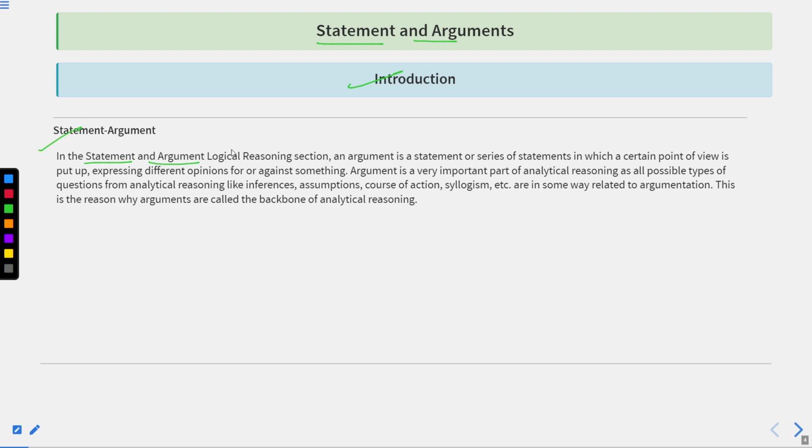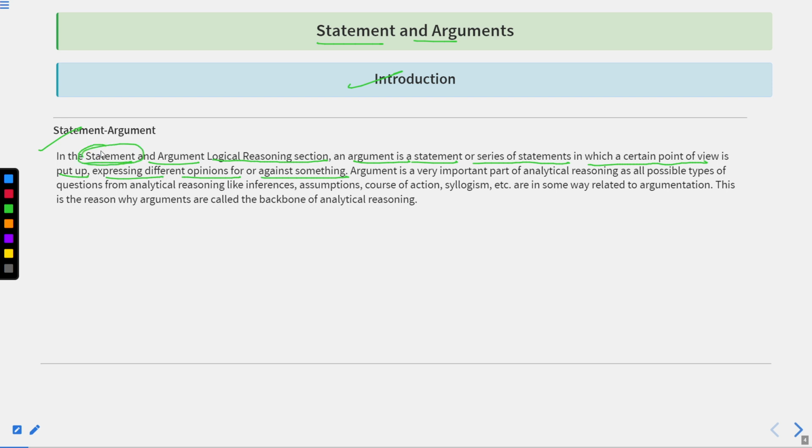In the statement and argument logical reasoning section, an argument is a statement or series of statements in which a certain point of view is put up, expressing different opinions for or against something. For or against something of what? Of the statement in itself.